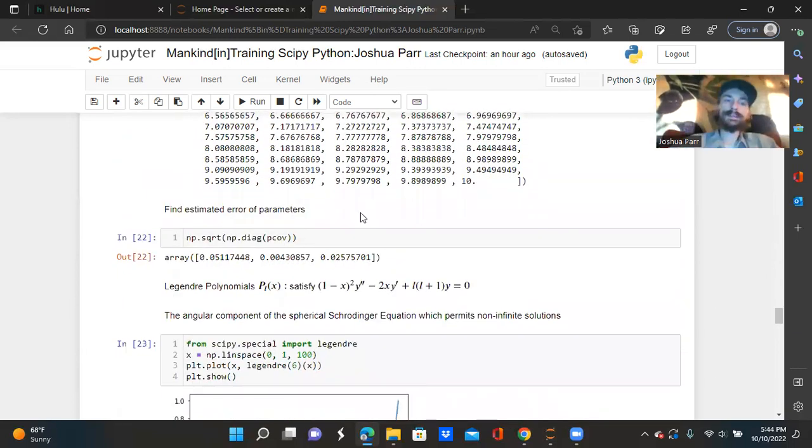So if I want to find the estimated error of my parameters just now, I will take the square root of the diagonal of the covariance matrix, and that will return my answer here.